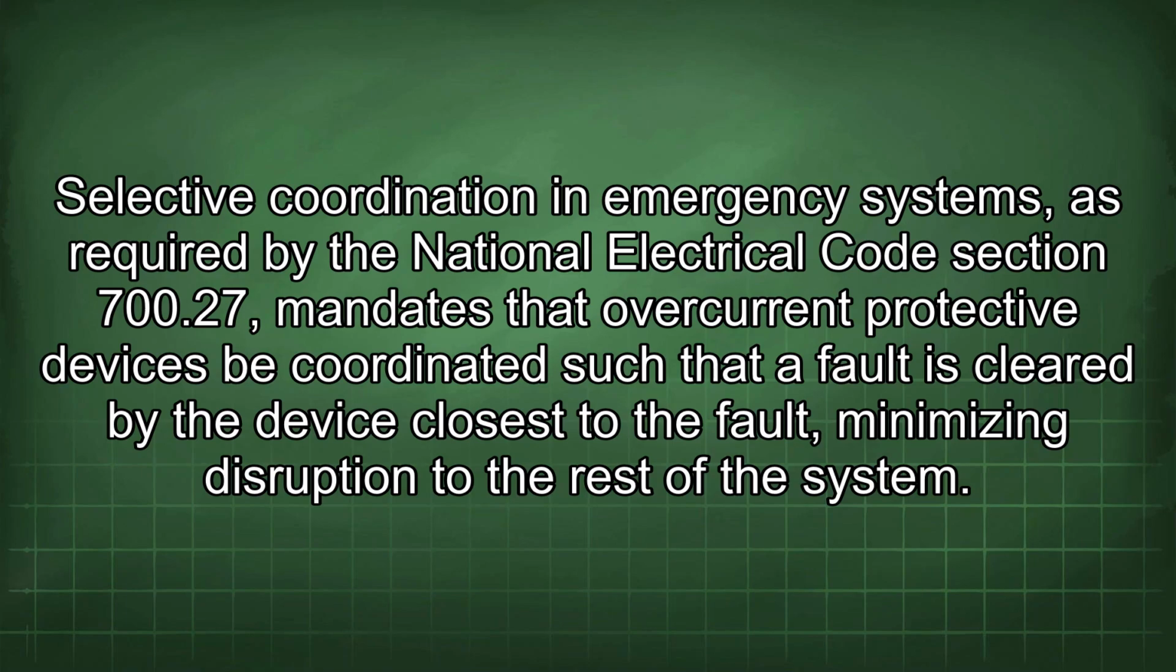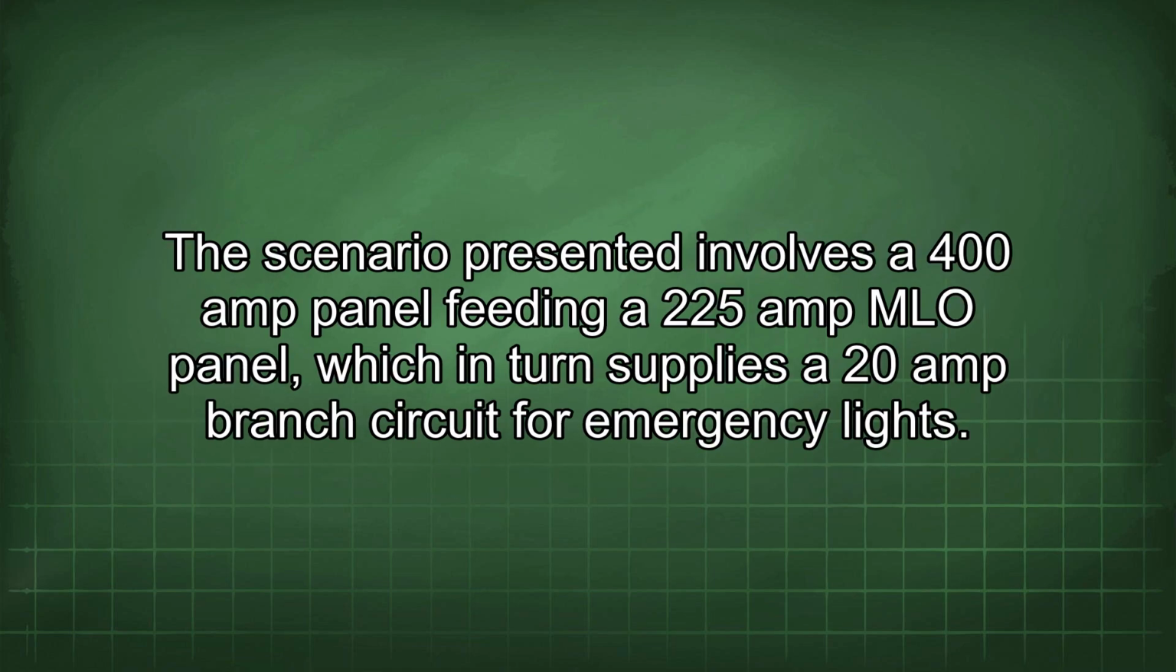Selective coordination in emergency systems, as required by the National Electrical Code Section 700.27, mandates that overcurrent protective devices be coordinated such that a fault is cleared by the device closest to the fault, minimizing disruption to the rest of the system. The scenario presented involves a 400 amp panel feeding a 225 amp MLO panel, which in turn supplies a 20 amp branch circuit for emergency lights.